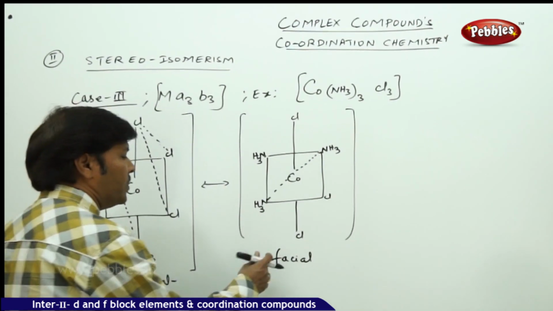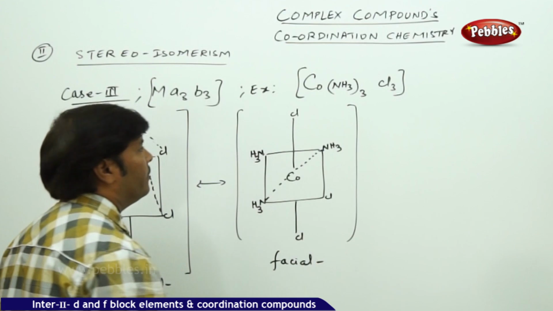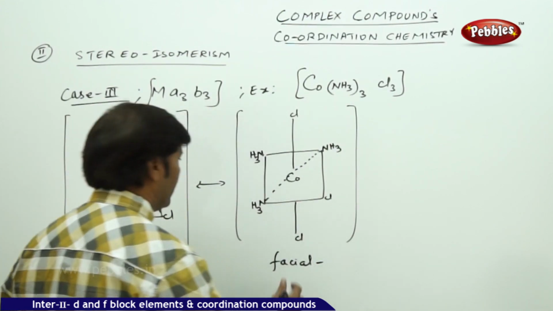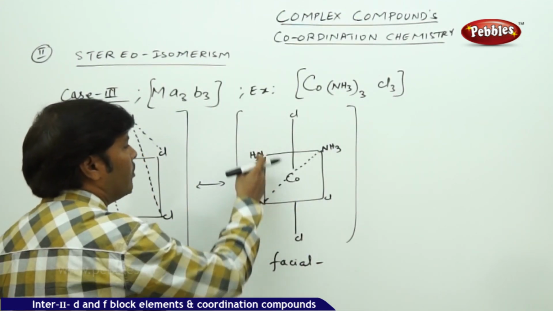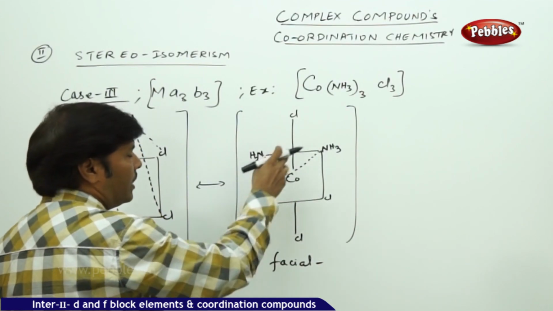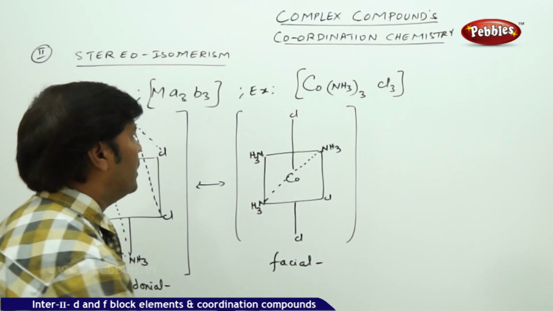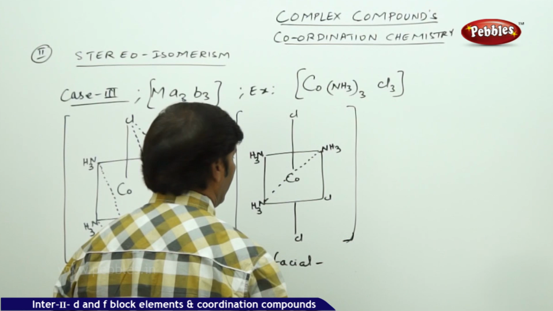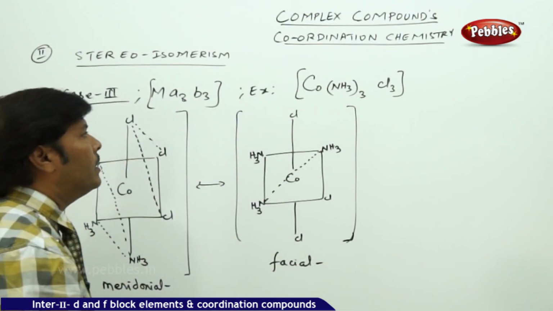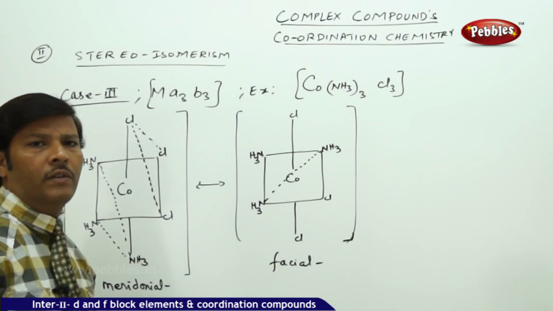So here this is the facial isomer, and the meridional, and this is facial. You can see that these 3 ammonia molecules are within the internal plane of the square planar structure, and so we can take this as the facial isomer. So Ma3B3 is going to give definitely facial isomer.